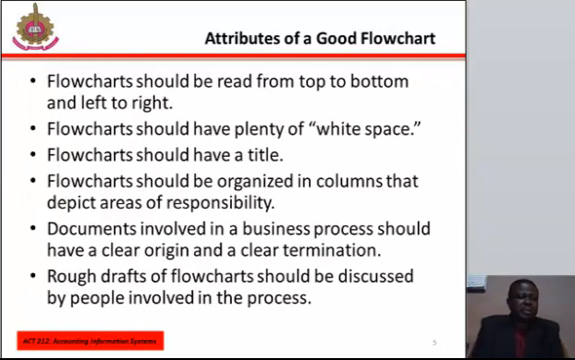Attributes of a good flowchart. A flowchart should be read from top to bottom and left to right. A flowchart should have plenty of white space. A flowchart should have a title. A flowchart should be organized in columns that depict areas of responsibility. Also, documents involved in a business process should have a clear origin and a clear termination. Lastly, rough drafts of flowcharts should be discussed by people involved in the process.